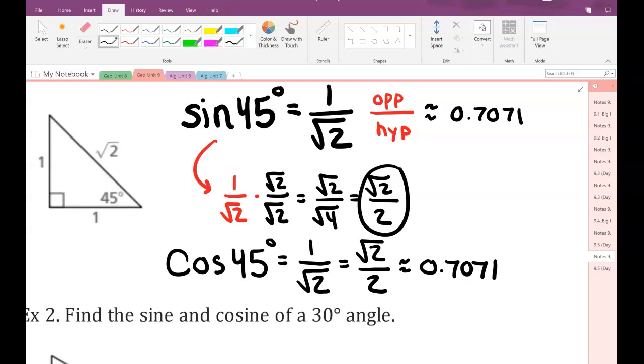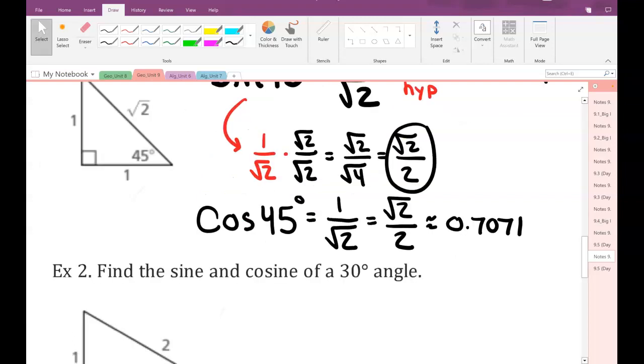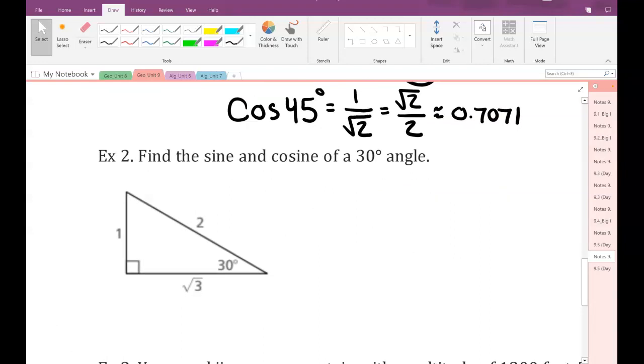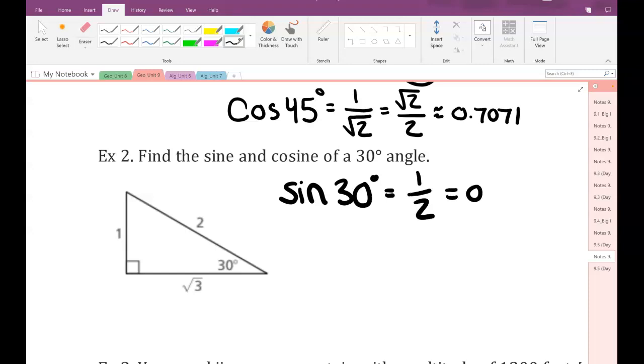Again, this is one of our special right triangles as well. So we're going to do another special right triangle finding sine and cosine, but now we're doing a 30, 60, 90 triangle. So same process, keep it simple. I like to just do sine first. Sine of the 30-degree angle. That's my opposite side. So my opposite side is 1 divided by my hypotenuse. So that's 1 over 2, or you can write it as 0.5. That one's easy. So the sine of 30 degrees is always 1/2, or 0.5.